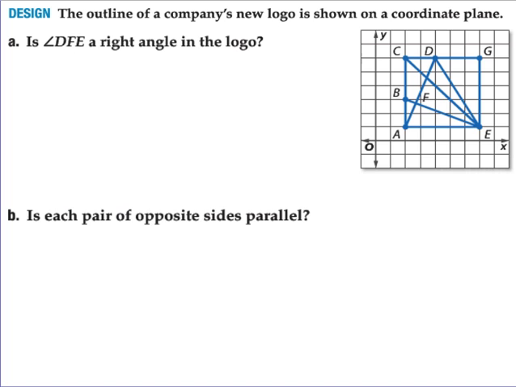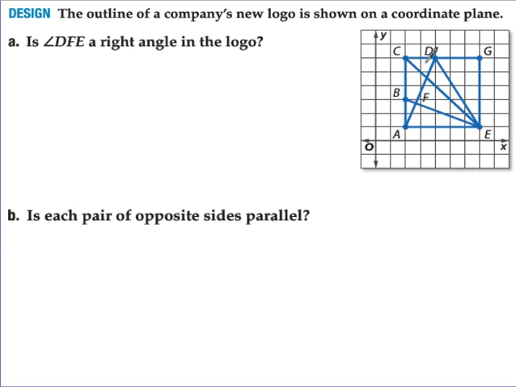All right, a couple of word problem situations now that we'll work through using this information about parallel and perpendicular lines that we know. So the outline of a company's new logo is shown on a coordinate plane. So this is their logo for the company. And the question first is, angle DFE, is that angle a right angle? Is it perpendicular? Are the lines perpendicular is the question.